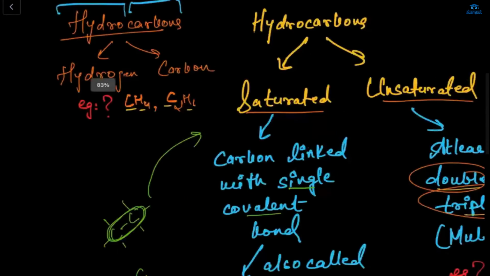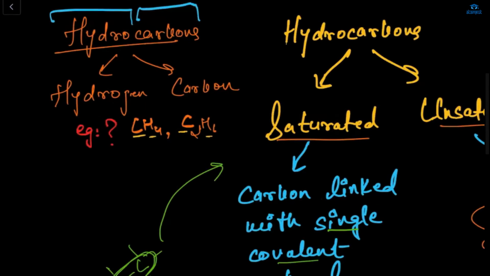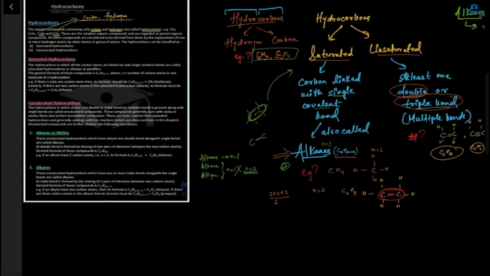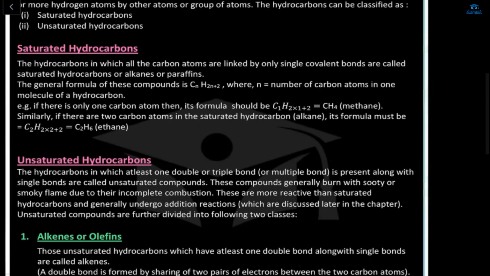Next, what is hydrocarbon? Hydrocarbon means which consists of hydrogen as well as carbon. Example is this, or we can take any example, but it should contain both the carbon and the hydrogen. Now, next, let's go with the definition. Saturated hydrocarbon: the hydrocarbon in which all the carbon atoms are linked by only single bonds.